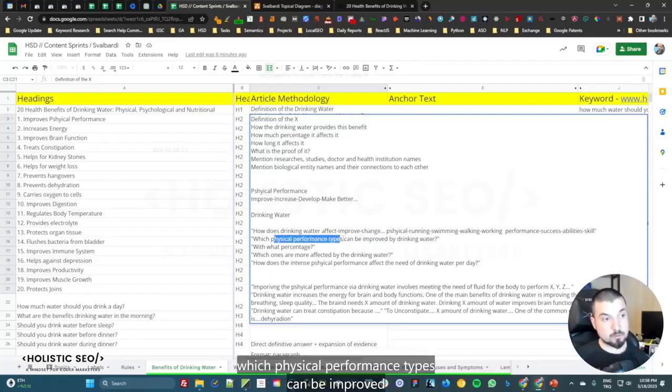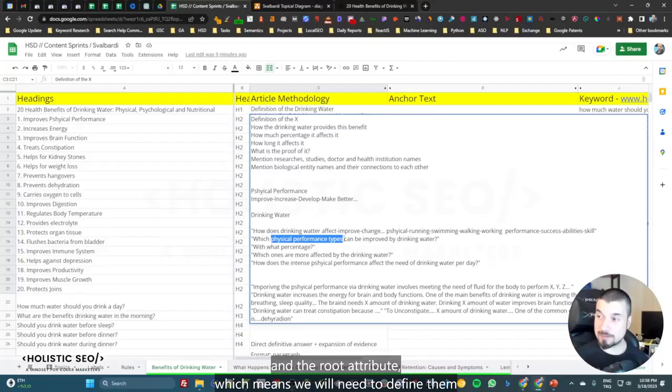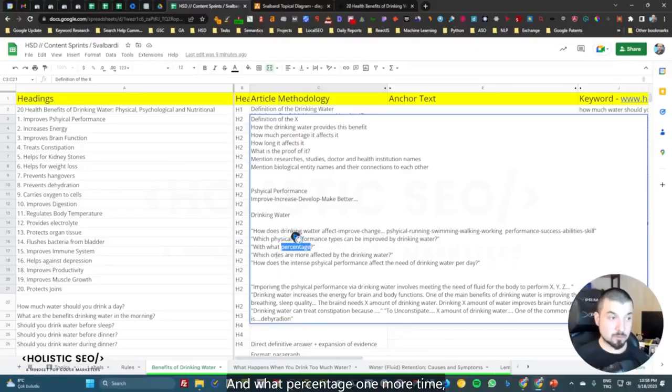Which physical performance types can be improved by drinking water? Physical performance types. This is a phrase taxonomy and it is a different thing. Entity and root attribute, which means we will need to define them. Which benefit is for which type of physical performance type? You will need a disciplined and structured mind to be able to create a semantic content network. Nothing is random. And with what percentage, one more time, which one are more affected by drinking water?